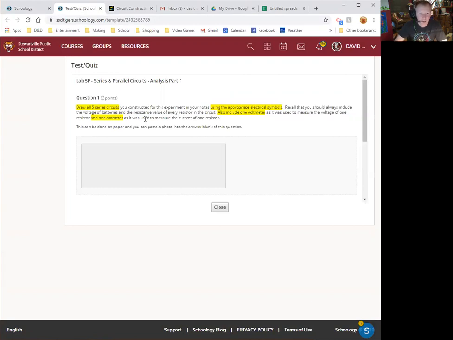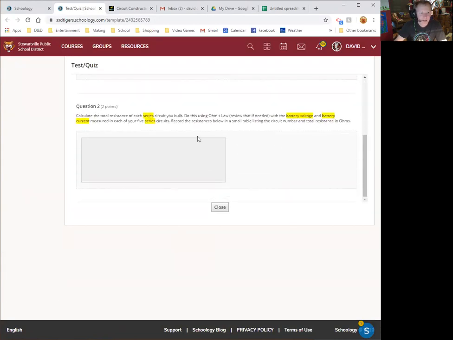The second question here asks you to calculate the total resistance of each of the series circuits you built. We're going to do that using Ohm's law. Remember that I had a brief video on how to use Ohm's law, V equals I times R. And you're going to use the battery voltage and battery current measured in each of our 5 series circuits. It says record the resistance below in a small table listing the circuit number and the total resistance in ohms.